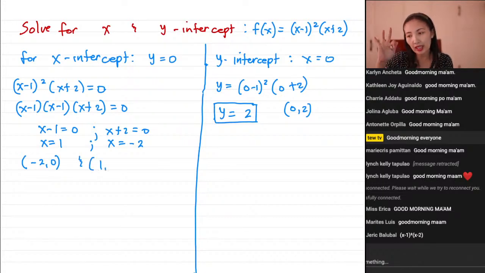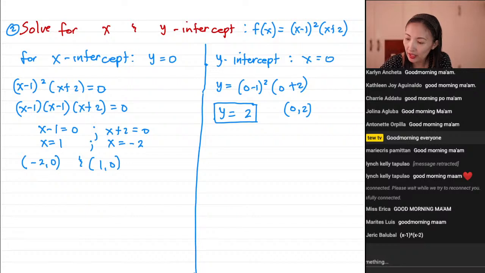So now we have three initial points. We know that the graph will pass through (negative 2, 0), (1, 0), and (0, 2) along the y-axis. Now we proceed to step number 3. Take note that this was step number 2.